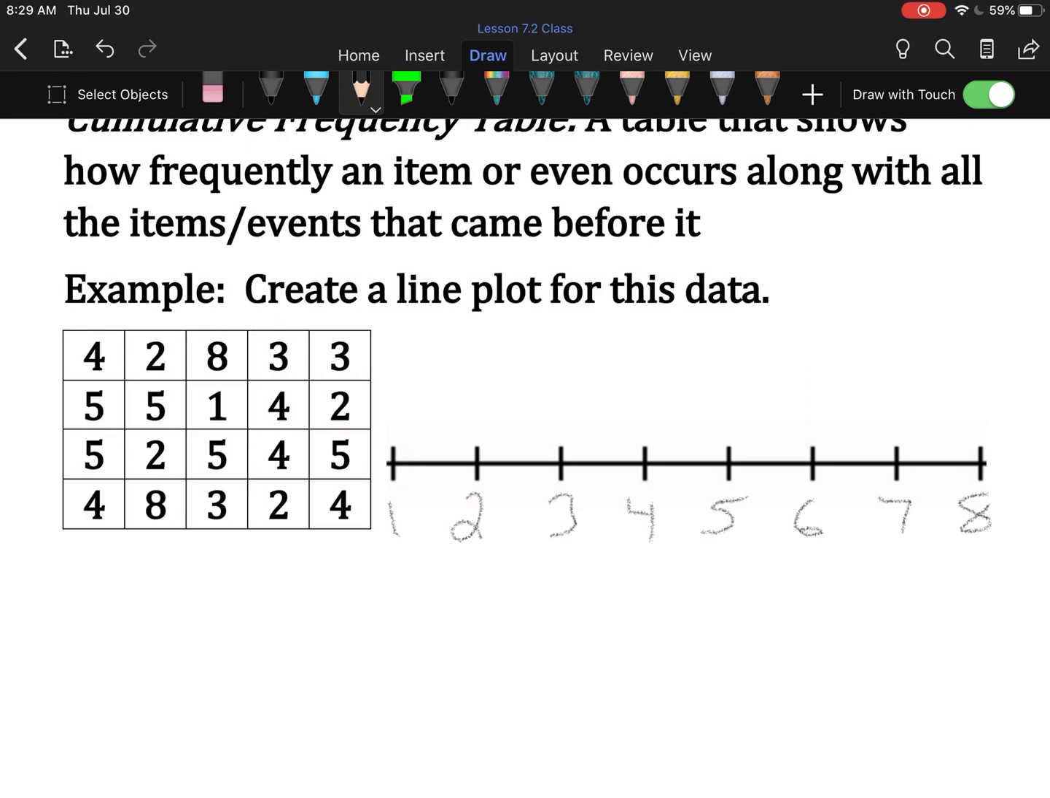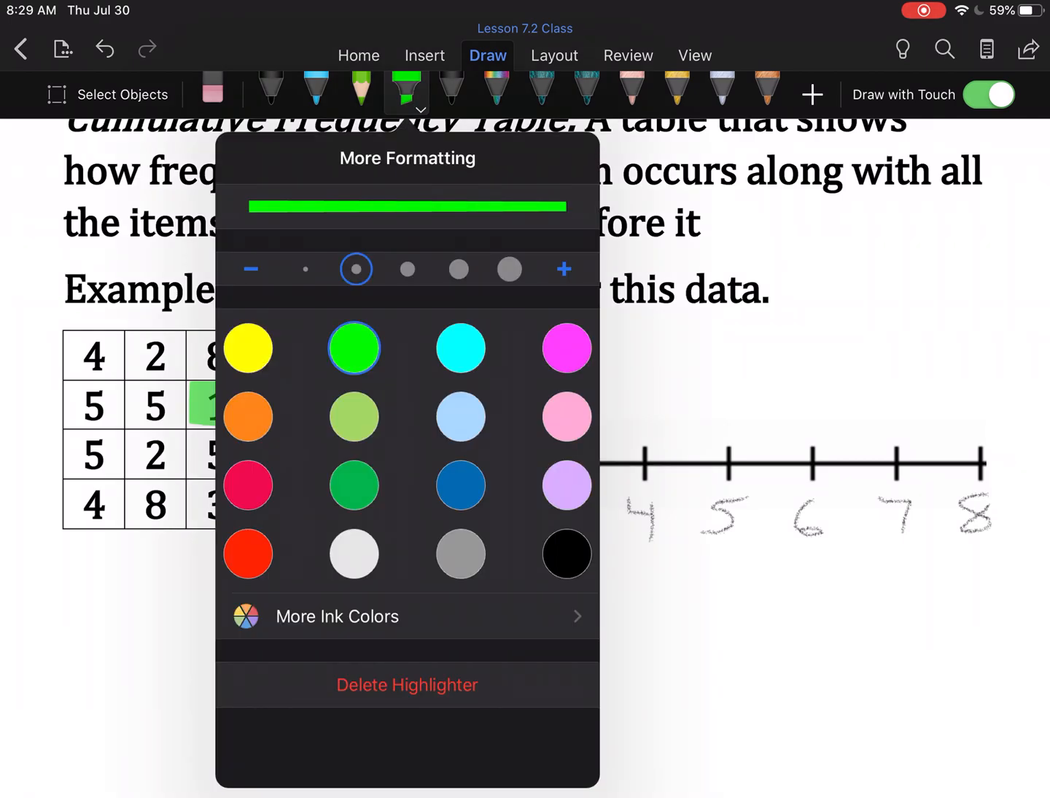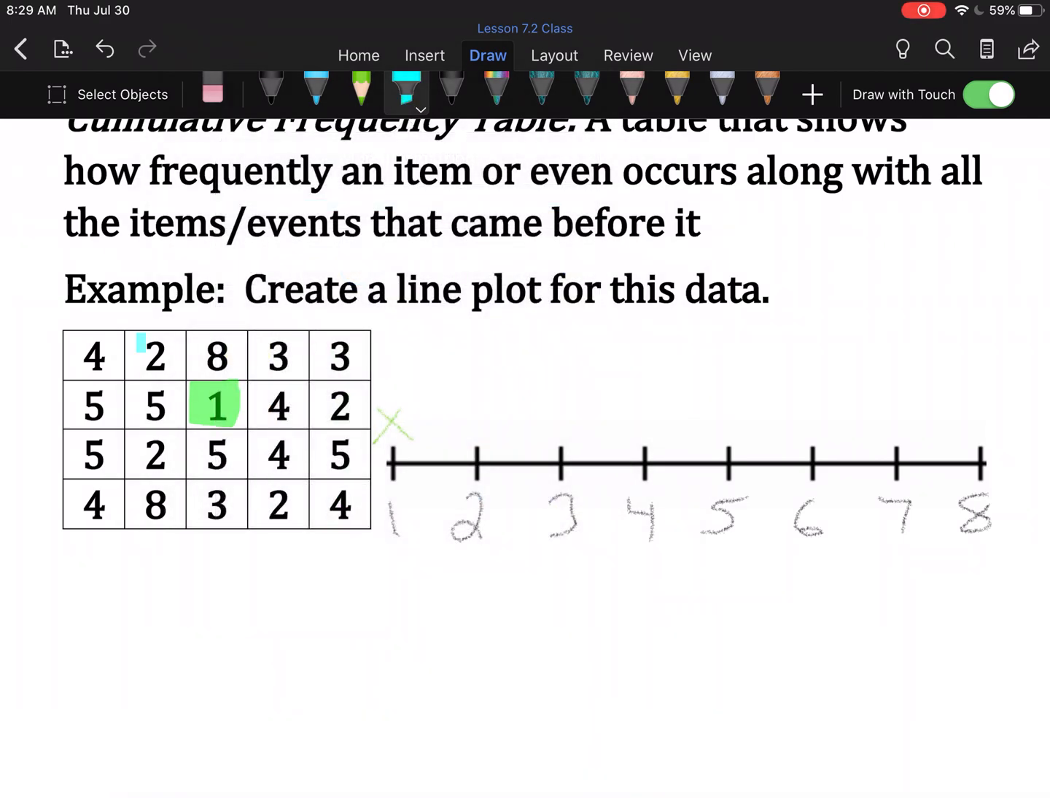Now, there is a single 1 in this table. So above 1, I'm going to put a single X. Now let's find the 2's. There's a 2, there's a 2, there's a 2, there's a 2. I think that's all of them. So there appear to be 4 2's. So above 2, I'm going to put 4 X's.